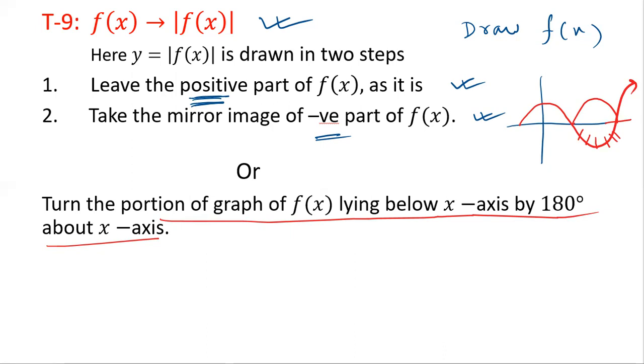Now what I will do, I will take one example. y equals x square minus 2x minus 3. What are the roots for this graph?